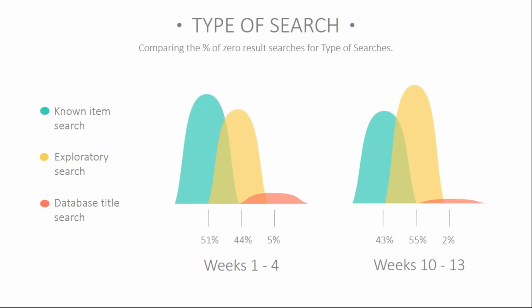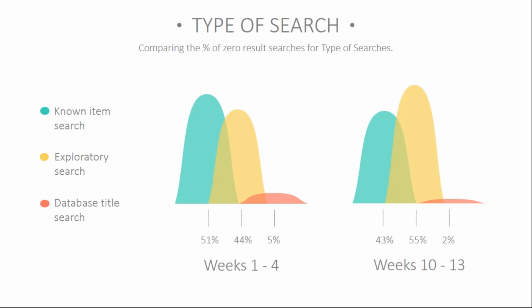So as I mentioned, I did spend a little bit of time analysing search strings to determine what kinds of searches our users were conducting when they returned zero results. And I found that in the first 4 weeks of semester most of the searches were for known items, whereas in the last 4 weeks of semester, exploratory searches returned more zero results, but only just.